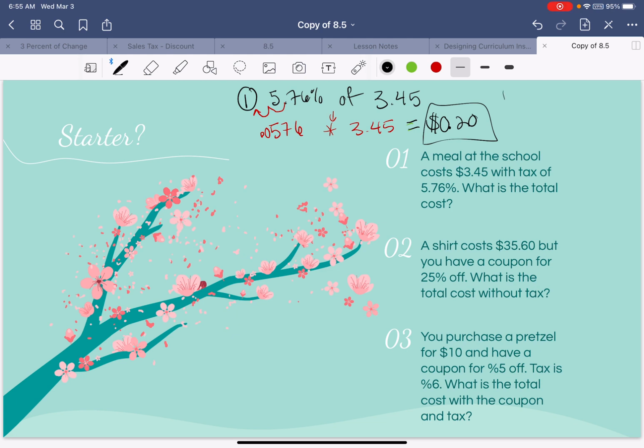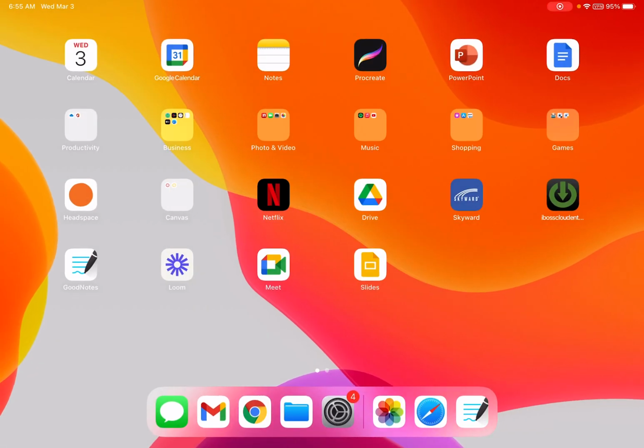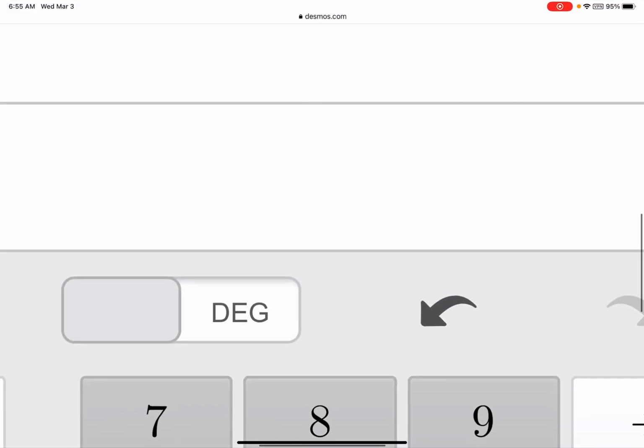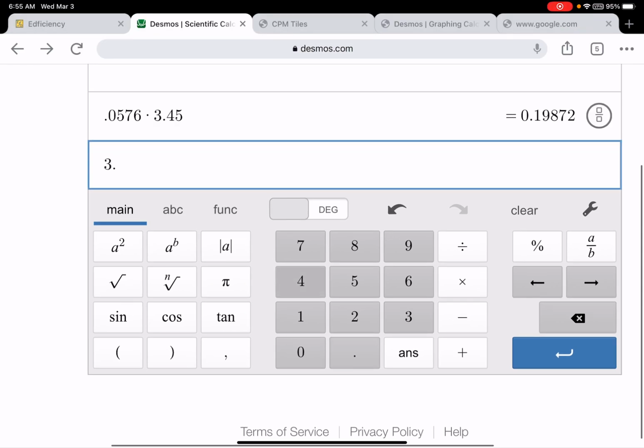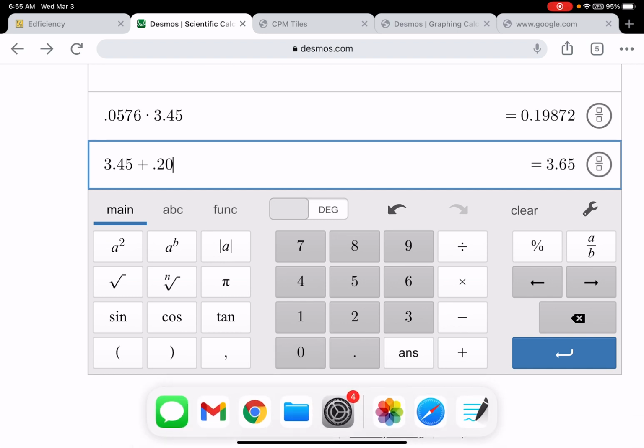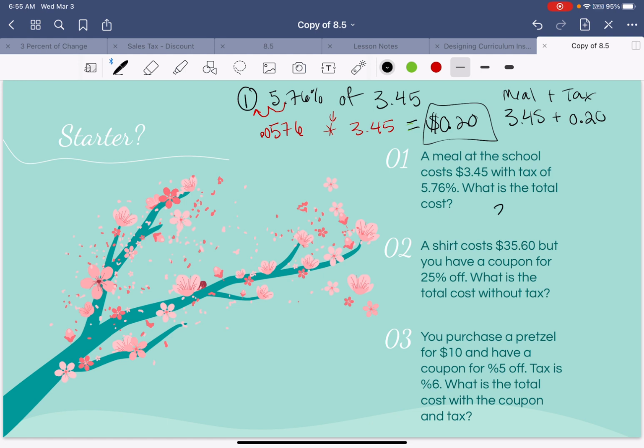So now we need to pay for the meal and we need to pay for the taxes. So the meal is $3.45 plus the taxes of 0.20. So we're going to come down to our calculator and we're going to be doing the meal of $3.45 plus the 20 cents that the government wants, and we get 3.65. So that is how much we would actually be paying for this meal, is $3.65.